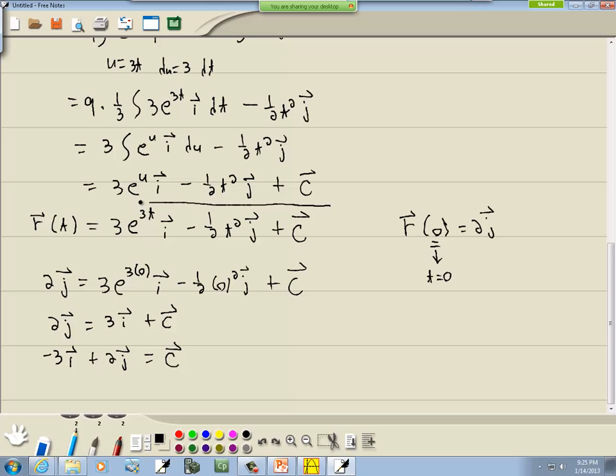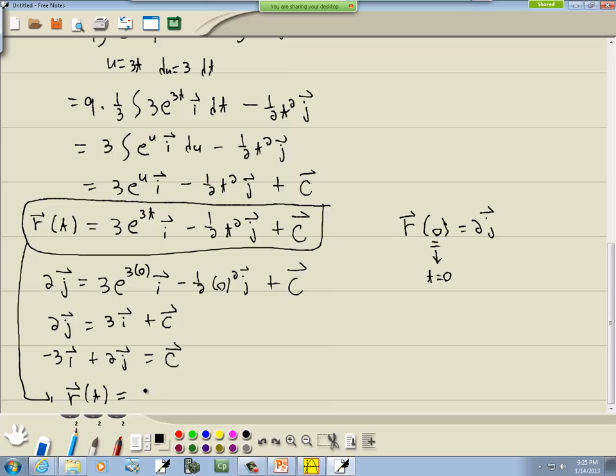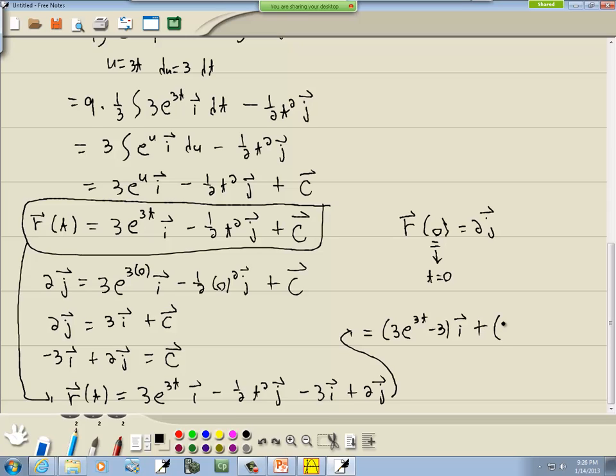So back up to here, this part right here now becomes r is equal to 3e to the 3t i minus 1/2 t squared j plus c. So we got minus 3i plus 2j. That's our c we just found. Now we're going to merge together the i's and the j's, and I'm out of room. So this is going to equal, again, this i and this i I'm going to merge together, so I'm going to have 3e to the 3t minus 3 i, and I'll merge together the j's. So plus negative 1/2 t squared plus 2 j. And that's our answer.